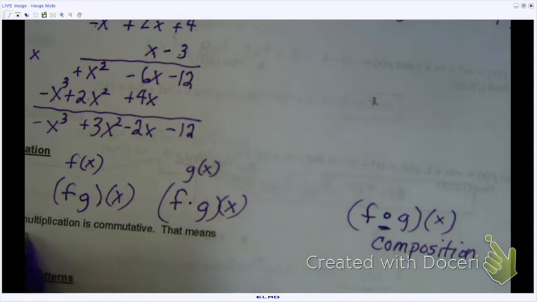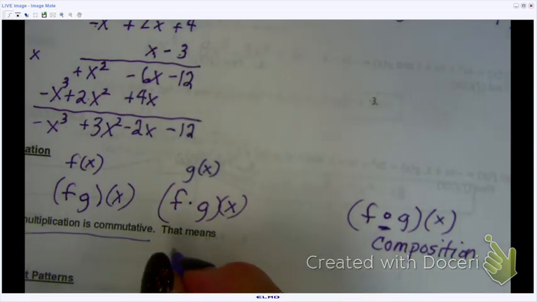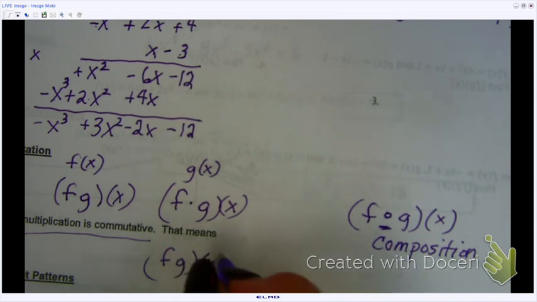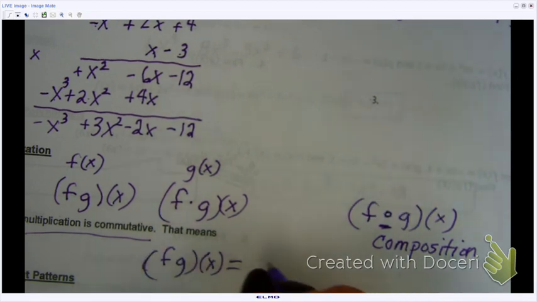So multiplication is also commutative, so that means that f times g of x is equal to g times f of x. It is commutative.